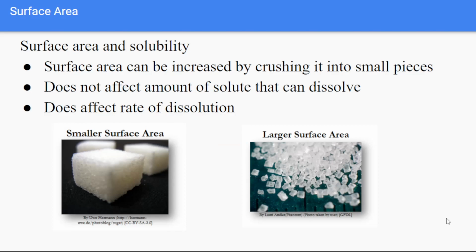Surface area or crushing. So when you crush the solute, you increase the surface area. So instead of having a block of sugar like this, you have a whole bunch of little chunks. And if you calculate the surface area to volume ratio, these have a higher surface area to volume than a big chunk. And so again, this does not affect the amount of solute that can be dissolved. It just speeds up the rate of dissolving.